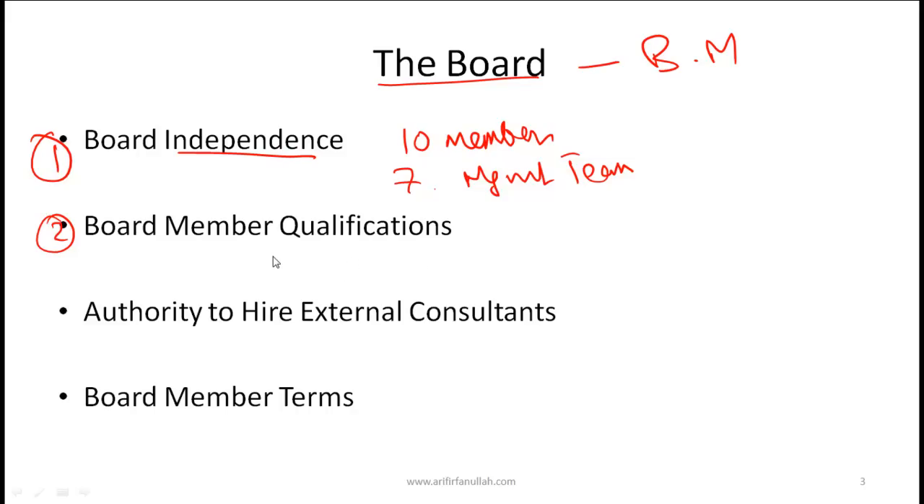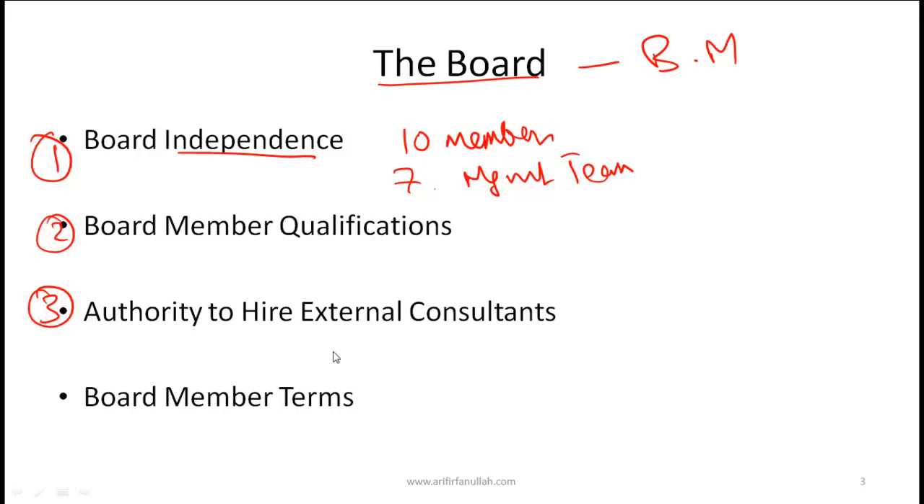So this is a simple point and quite logical, that board members should have appropriate qualifications. As an investor, if we find a situation where the board members don't have appropriate qualifications, that is a red flag. Number 3 is authority to hire external consultants. So this means that as investors, we should determine whether the board and its committee have the budgetary authority to hire independent third-party consultants without having to receive approval from management.